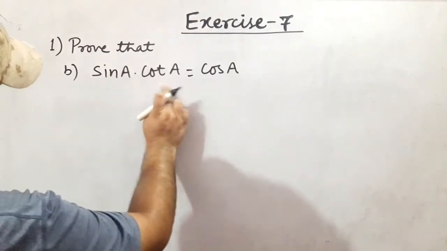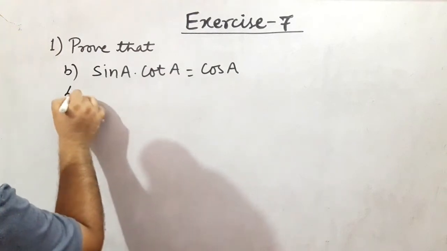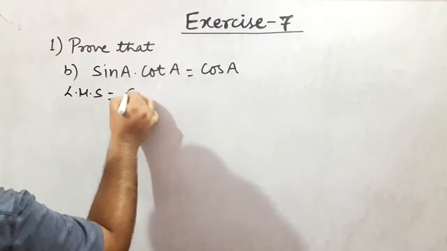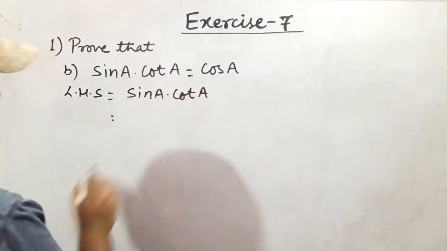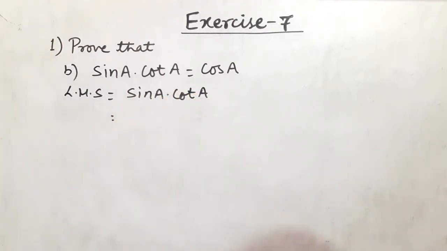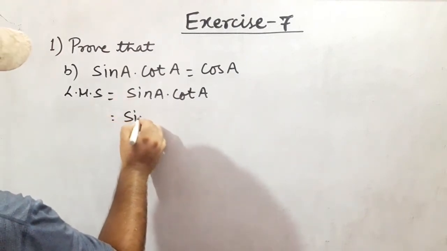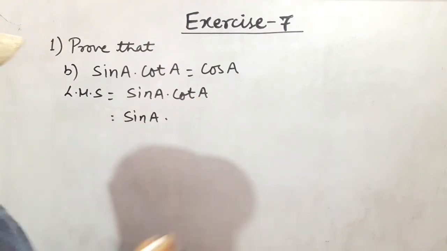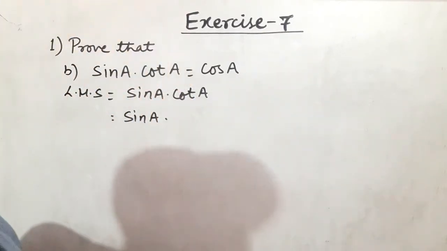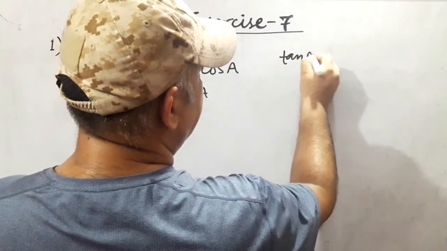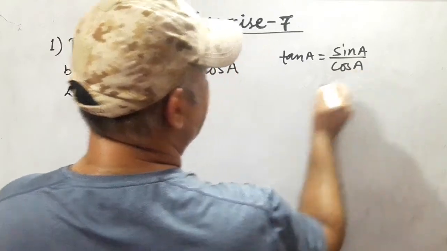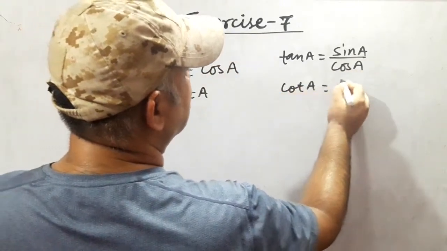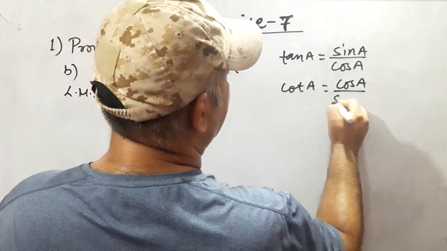Next, sin A into cot A equals cos A. Let's take the left hand side. Sin A into cot A. Generally, sin and cos are not changed. They are changed, but rarely. So sin A as it is. Cot A, let's see, in the quotient relation we had studied, tan A equals sin A by cos A, and cot A equals cos A by sin A.